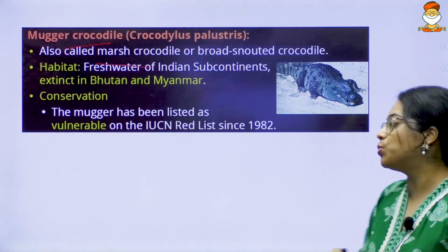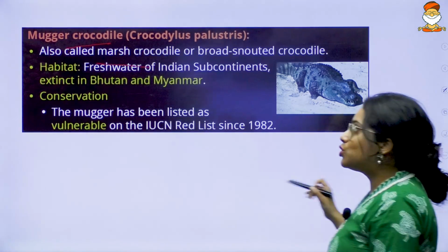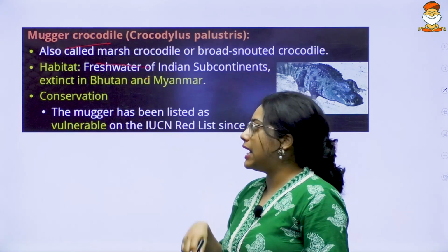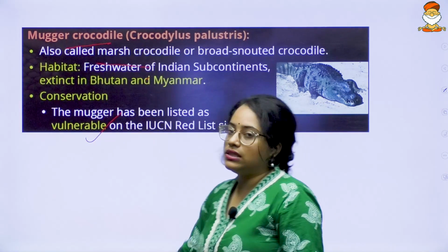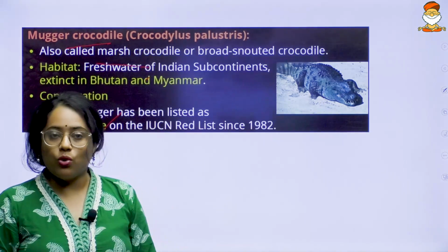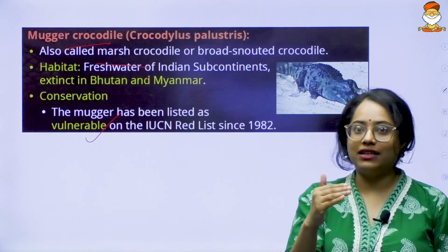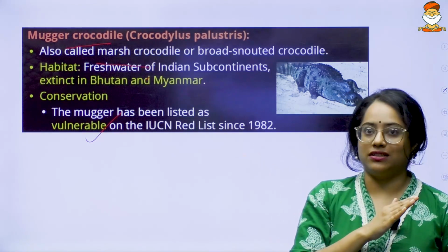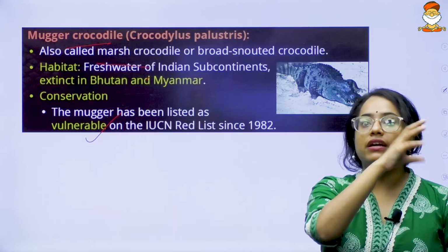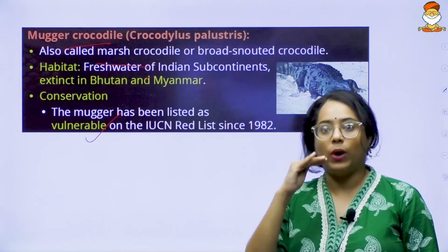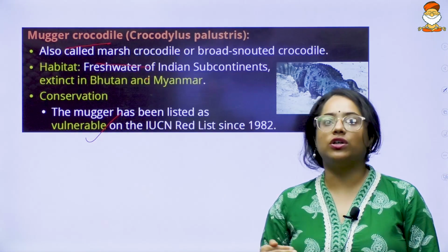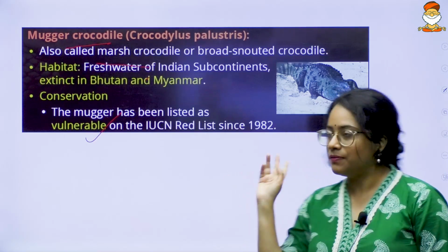You see it in the freshwater of the Indian subcontinent. It used to be there in Bhutan and Myanmar, but it's extinct, and IUCN has listed it as vulnerable. Okay, so the crocodile species in India are only these three. Just keep that in mind, and all of them have different statuses, from gharial being critically endangered to mugger being vulnerable to saltwater crocodile being of least concern.